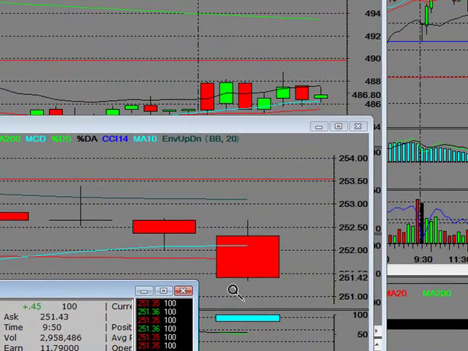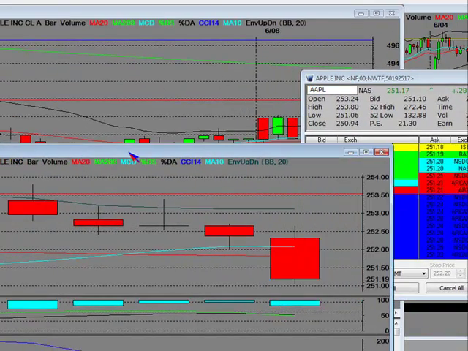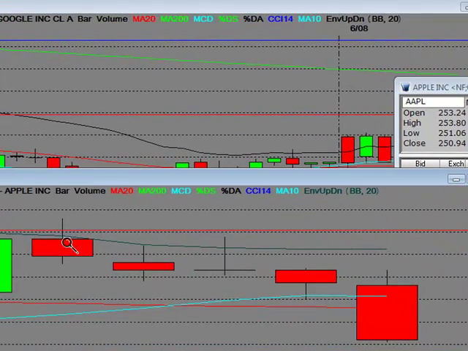You're breaking the 10 and the 20. You got a 3-minute sell signal. Then we're going to buy below the market. We're going to buy below the market. That was a nice short. That was a nice penny down.